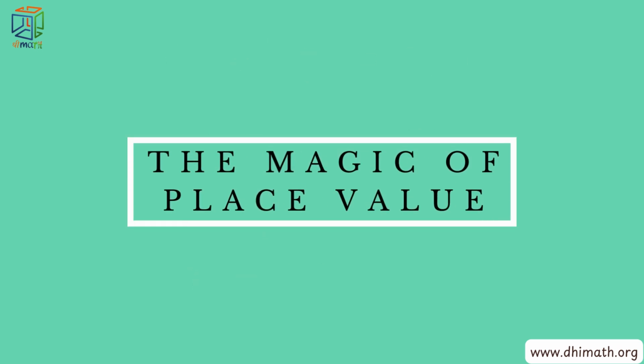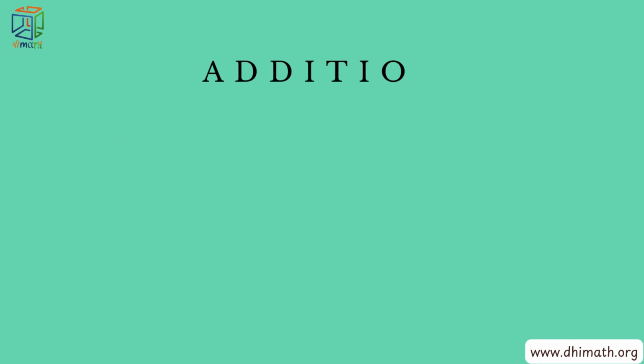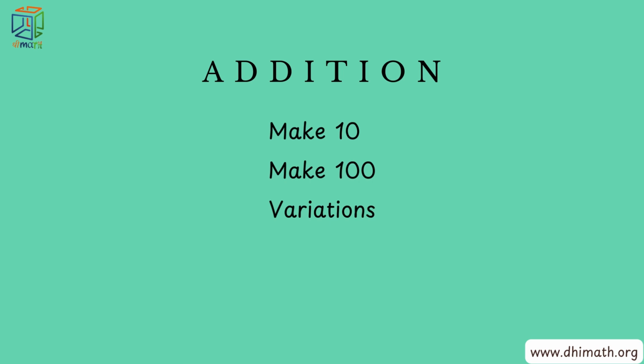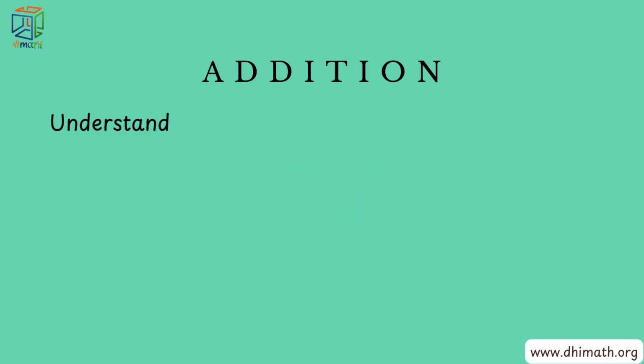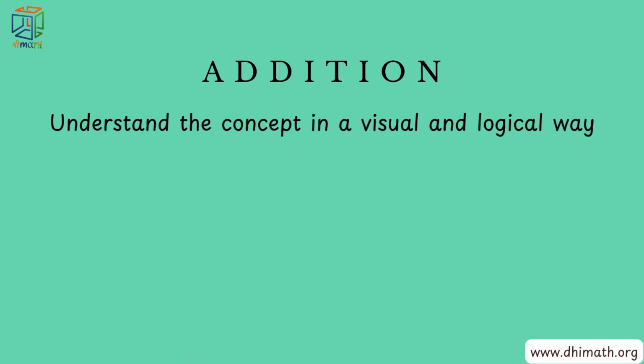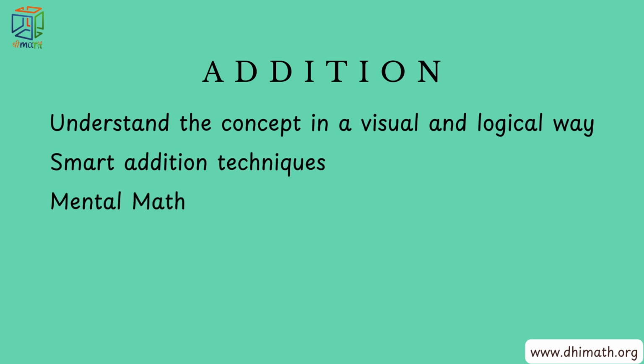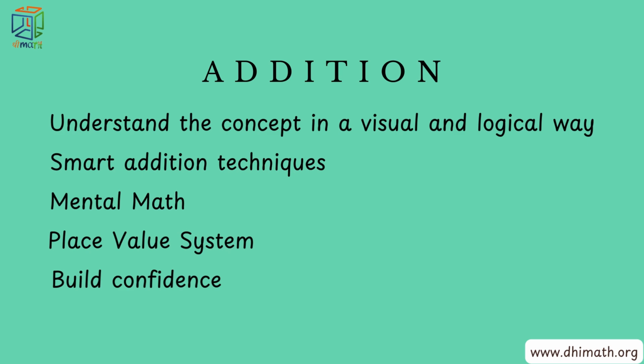This step-by-step approach teaches kids to break numbers down by their place value, tens, hundreds and so on, and make complex addition easier. The Make 10 and Make 100 games, along with their variations, are more than just games. They help children understand the concept of addition in a visual and logical way. Teach smart addition techniques that make mental math easier. Introduce the place value system, helping children see how numbers are structured. Build confidence by turning addition into a fun and exploratory process.